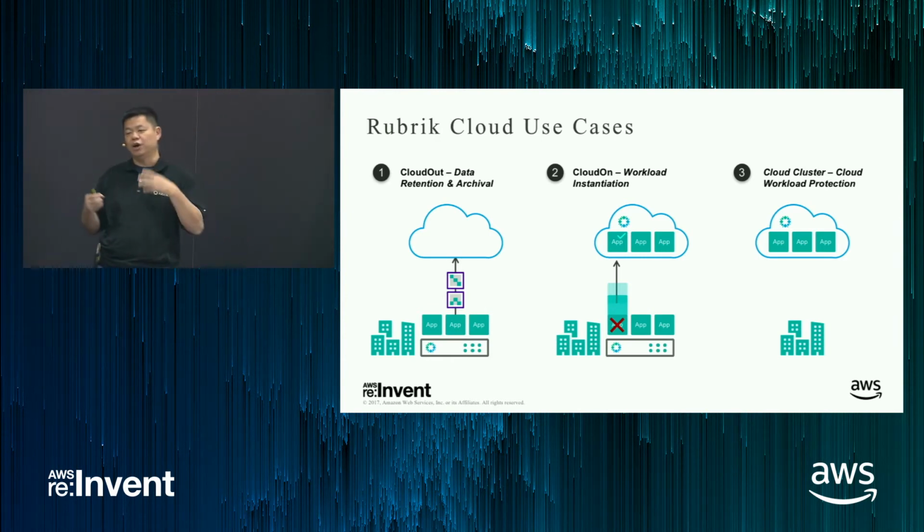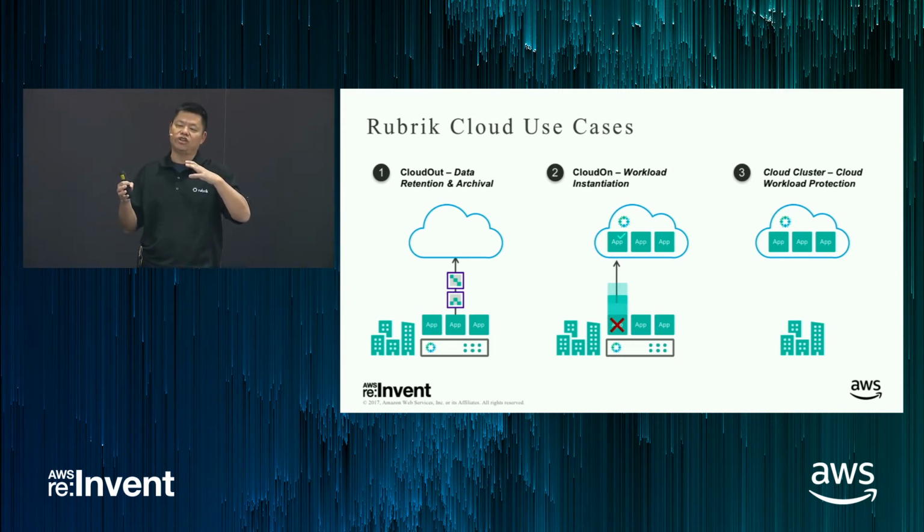And then the third thing we did, which we won't talk about so much in this talk, is once you have these workloads running in AWS, we want to give you the ability to back it up efficiently. And therefore, we have something called a cloud cluster, which are virtual Rubrik instances sitting on AWS that can back up your workloads that are running in the cloud.